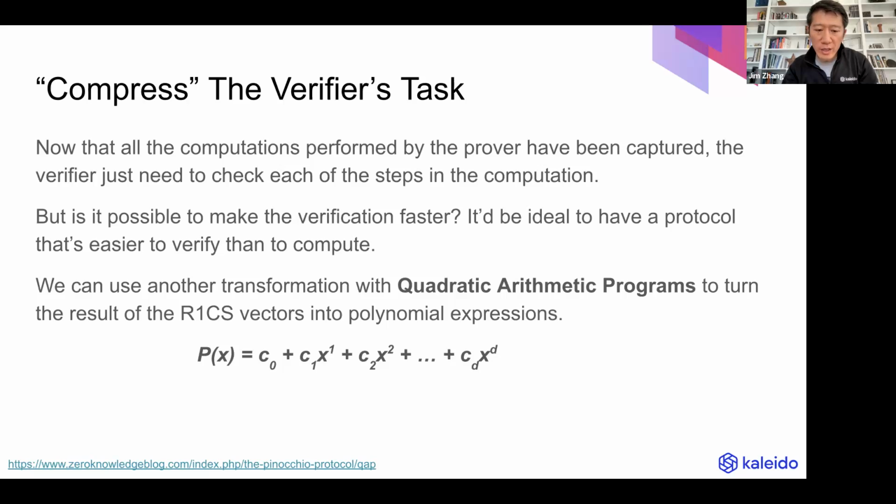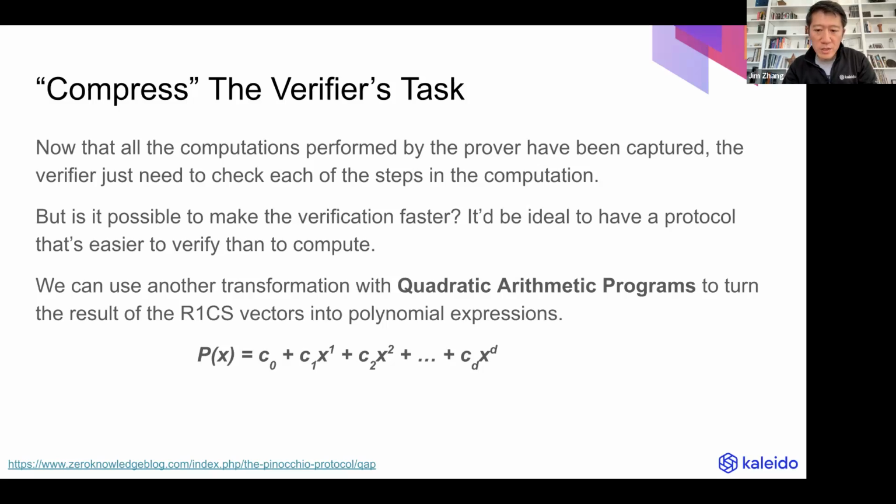This is one way to check that you have done all the calculations correctly, but this makes the verifier's job pretty tedious and expensive, because the verifier has to do all the calculations that the prover did in order to verify. Is there a way to make the verifier's job easier, so that the prover may have performed 1 million steps of calculations, but maybe the verifier can do the verification in just 10 steps?